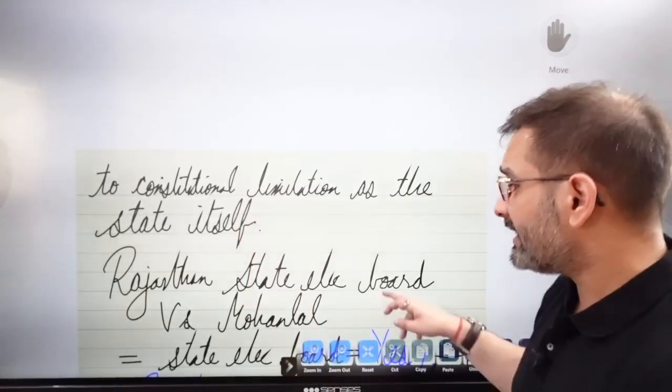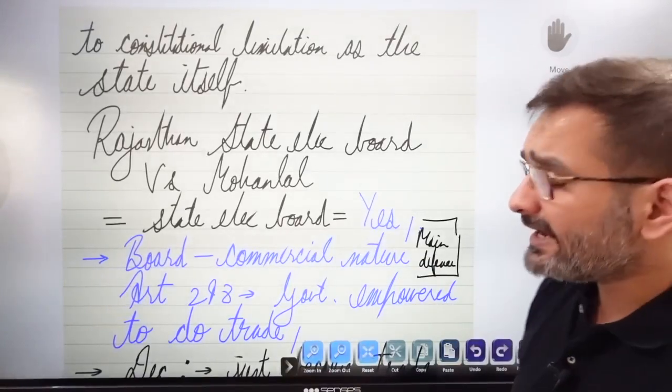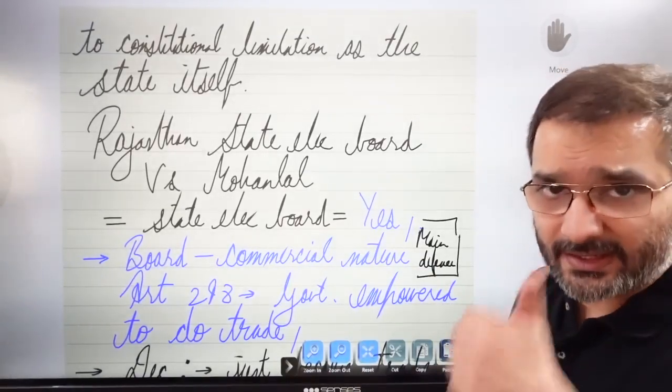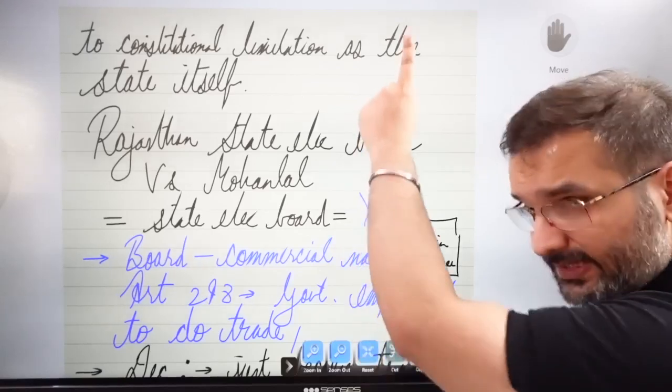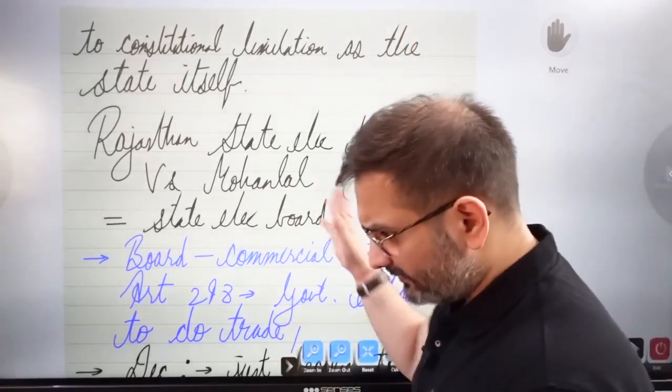Alright. Now in the case of Rajasthan State Electricity Board versus Mohanlal, a state electricity board, the Supreme Court said yes, it is under state in Article 12. Acha, let me just pause here while you write this down.